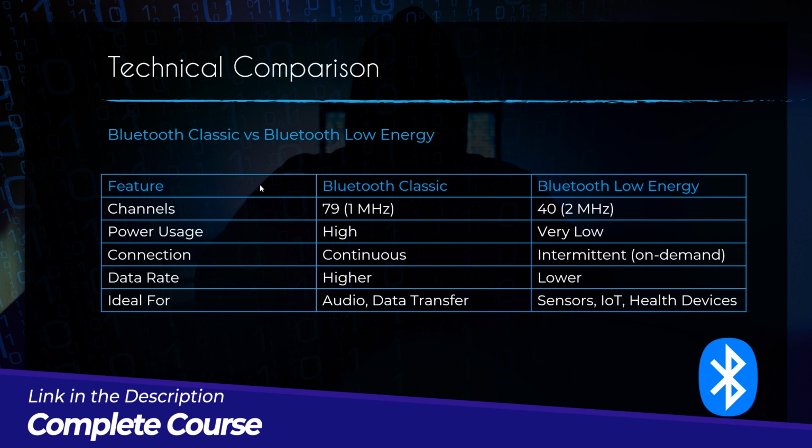Of course the data rate will be higher in Bluetooth Classic because there is a continuous connection. So it's good for audio listening, file transfer, and all these data transfers. Bluetooth Classic is very good for that. And in Bluetooth Low Energy, we have a low data rate because there is not a continuous connection. If the sensor wants to send data, it will send data, and again it will become idle. That's why the data rate is very low.